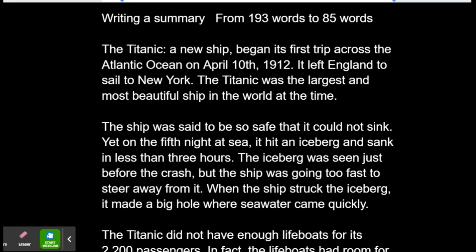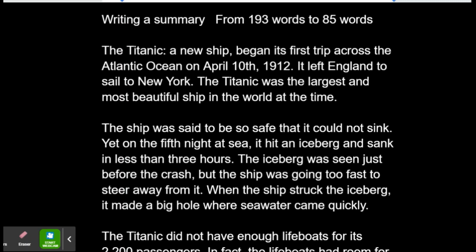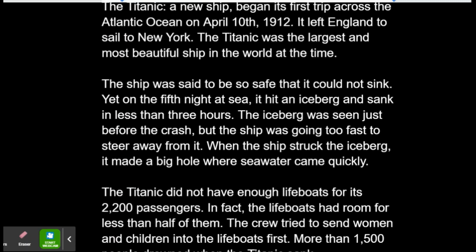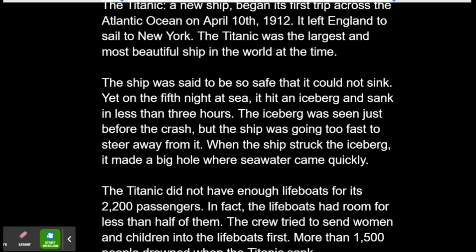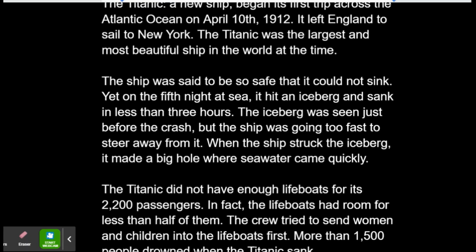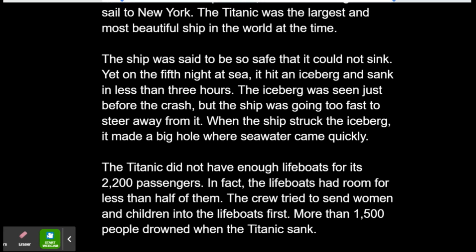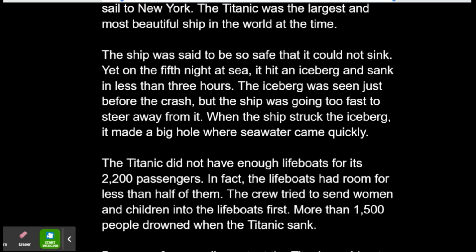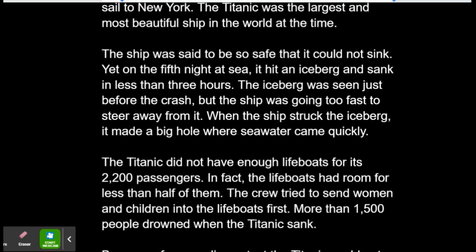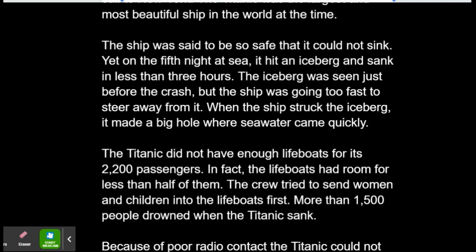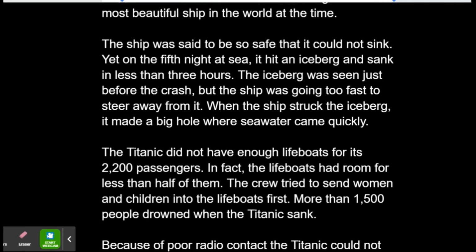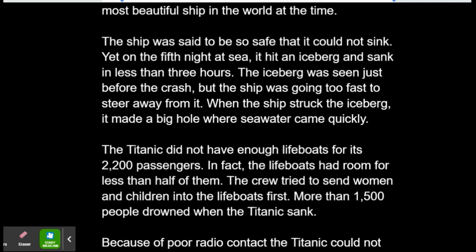The iceberg was seen just before the crash, but the ship was going too fast to steer away from it. When the ship struck the iceberg, it made a big hole where seawater came quickly. The Titanic did not have enough lifeboats for its 2,200 passengers. In fact, the lifeboats had room for less than half of them. The crew tried to send women and children into the lifeboats first. More than 1,500 people drowned when the Titanic sank.